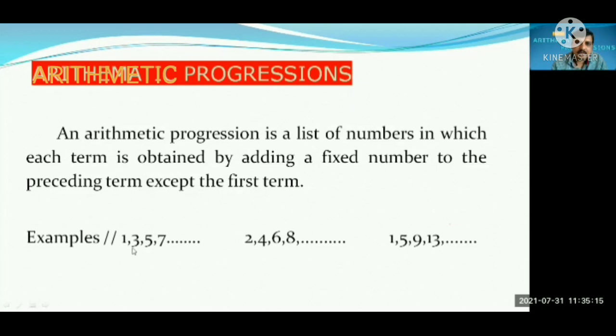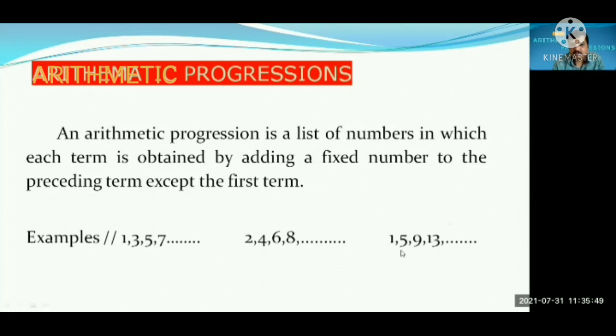You can identify that common difference by subtracting the preceding term from the succeeding term. 3 minus 1, 2. 5 minus 3, 2. 7 minus 5, we get 2. The next list is the list of even numbers. Here also, 2 plus 2 is 4, 4 plus 2 is 6, 6 plus 2 is 8. So the common difference is 2.